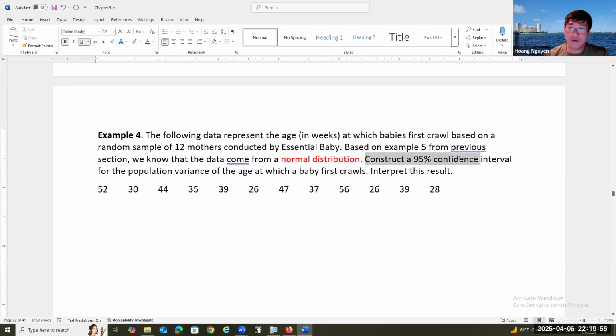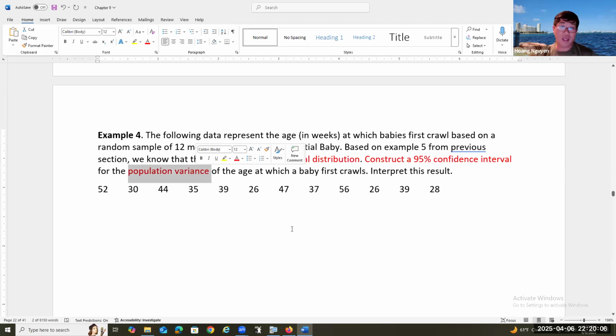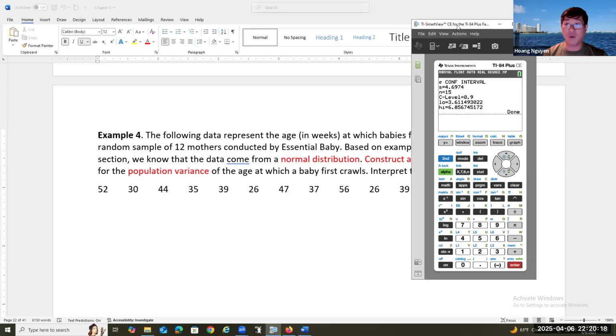Construct a 90% or 95% confidence interval. So we're looking for the 95% confidence interval for the population variance. So that's going to be the population variance of the age at which the baby first crawls. And then don't forget you need to interpret the results. So this is going to be the 12 numbers, or the 12 data that we have right here. So I'm going to input them onto the calculator first.